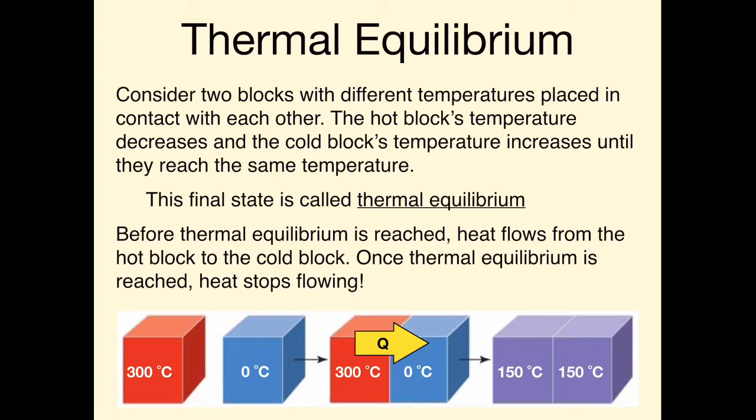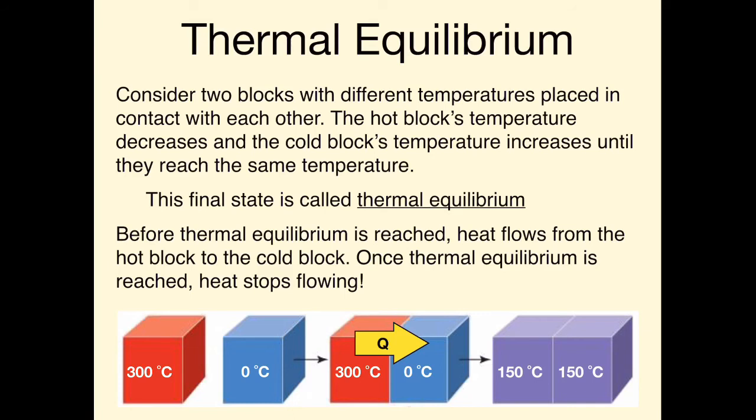So if we look at what's happening to this system before thermal equilibrium is reached, we know that heat must be flowing from the hot block to the cold block before they reach the same temperature. So in other words, we say that there's a Q shown with a little arrow going from the hot block to the cold block.